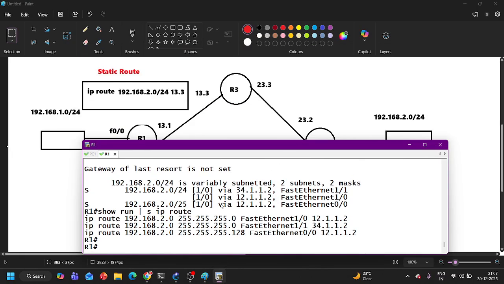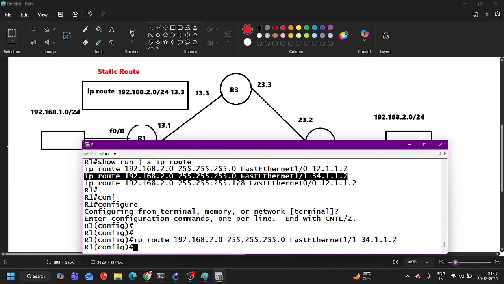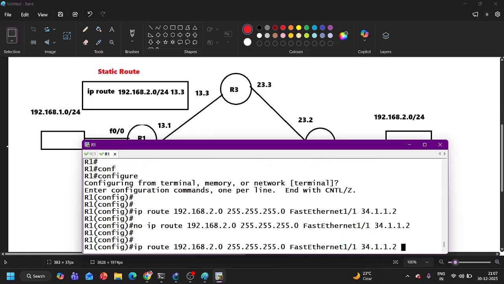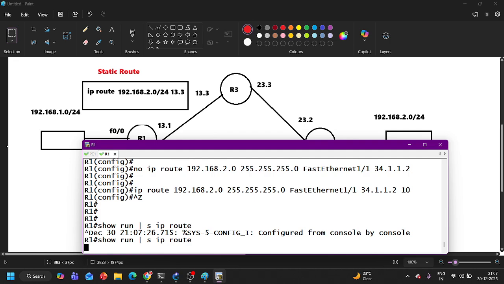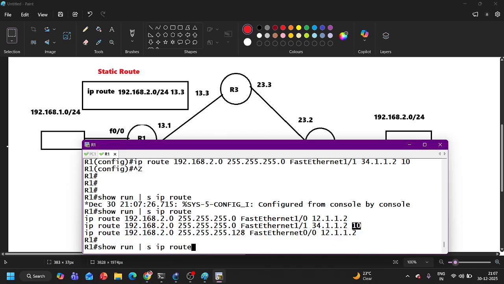Now what I will do, I will copy this command, the second command, which is going toward this path. And I will say no. First, no to this command, remove this command, and after that, here AD value 10. Now you can see the running configuration. Again in the running configuration, 2 paths are there, but this time the AD value is also there. And let me show you the routing table now.